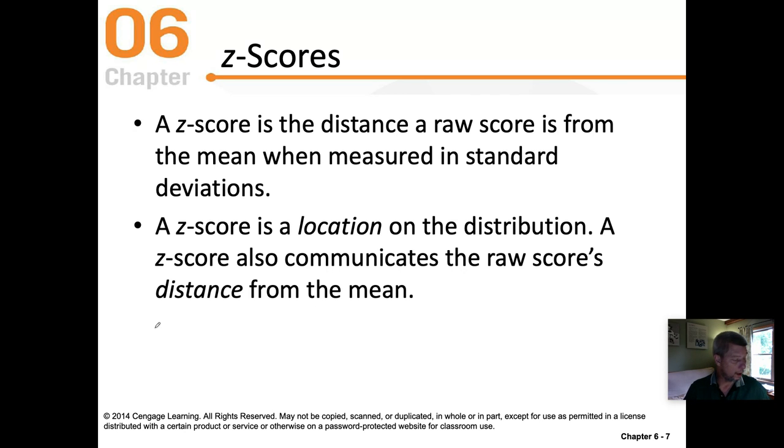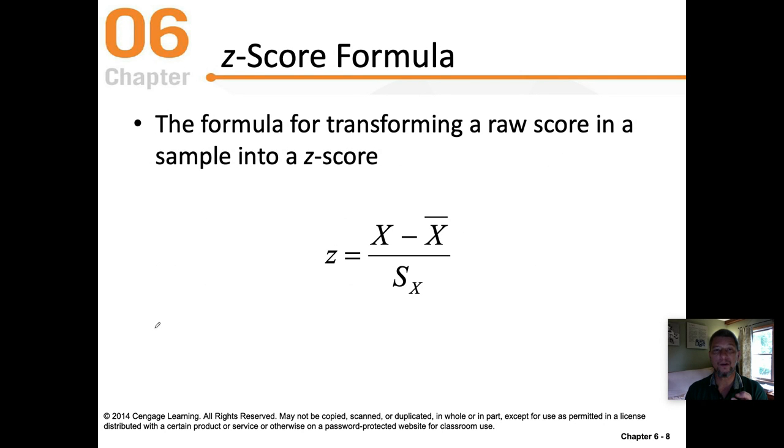Now, in terms of the calculations of z-scores, what you need to know to calculate a z-score is the raw score itself, the mean of either the sample or the population, and then finally the standard deviation of that data set. So here's the formula for a z-score.